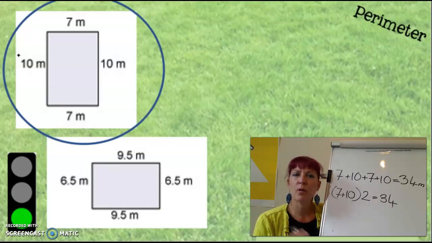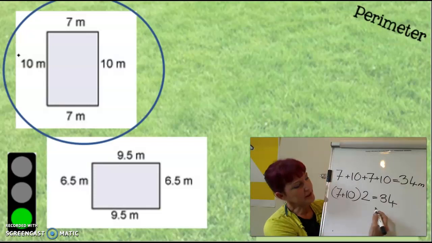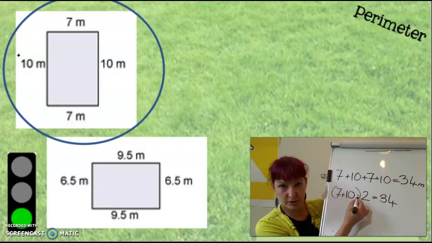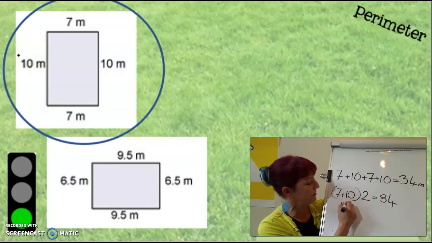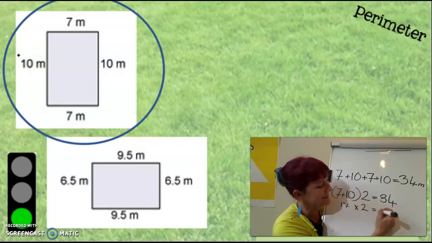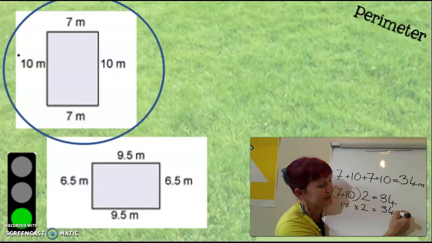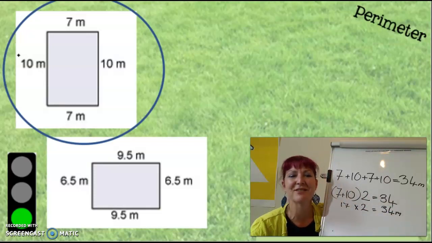Quick question, whereabouts have I written the word perimeter? Where is the word perimeter in relation to me? It's above Teacher Jane, that's correct. Next method. Brackets, do that first. 7 plus 10, 17. Next to each other, so that's a multiply. And that's going to give me 34 meters. Well done if you got that.